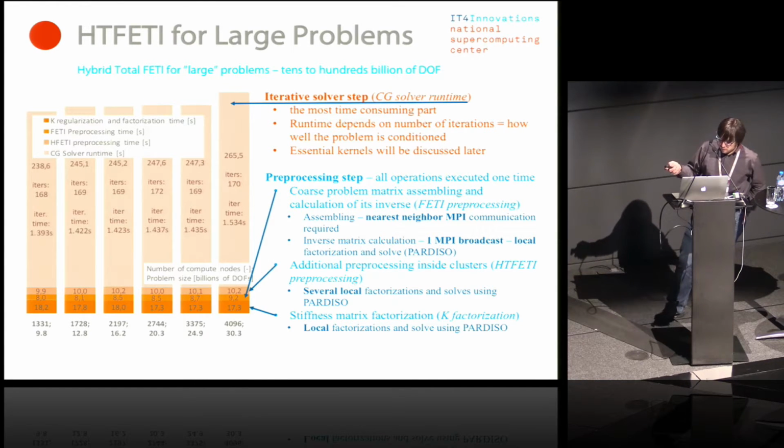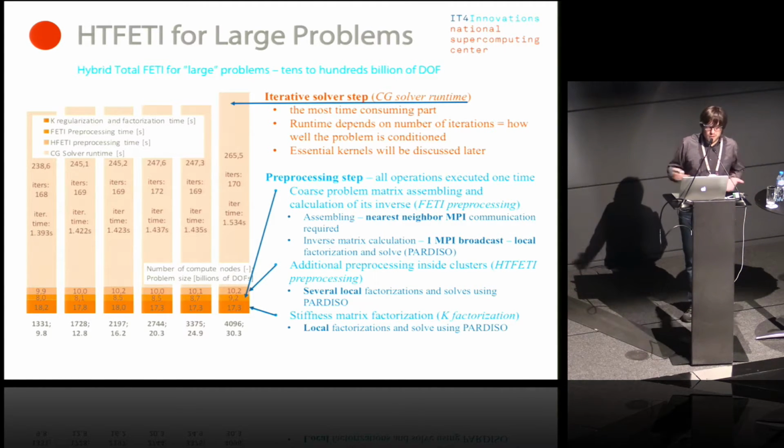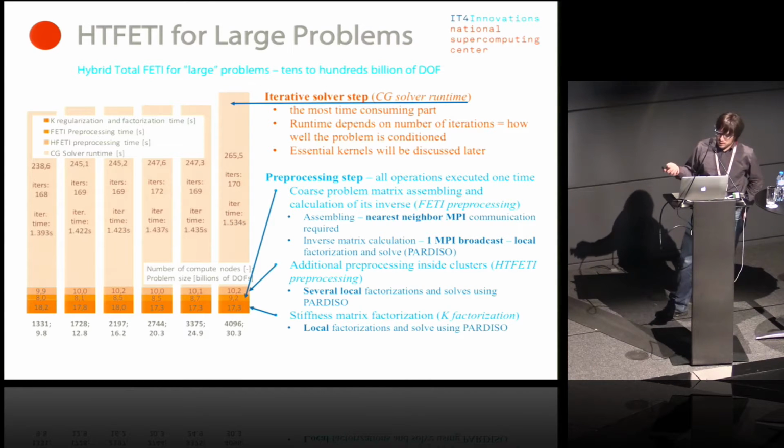While the preprocessing was, again, the factorization was 17 seconds, the hybrid FETI preprocessing was 9 seconds, and the FETI preprocessing was 10 seconds. You can see that actually going from 1,300 to 4,000 nodes, even the FETI preprocessing kind of scales. It doesn't add any additional time.